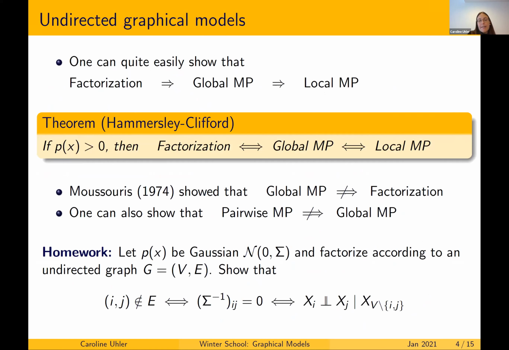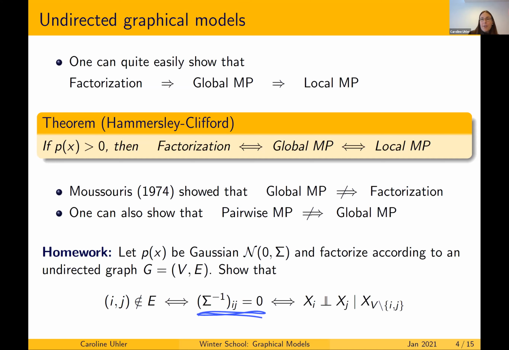You'll actually find out, and this would be very good to show, that whenever you don't have an edge, and this is equivalent to it, in the inverse covariance matrix you'll have a 0 in that position. So whenever you don't have an edge in the graph, then in the Gaussian distribution, this factorization means that you need to have a 0 in the inverse covariance matrix. This really just comes from writing out the density function and writing out what it means to factorize according to an undirected graph.